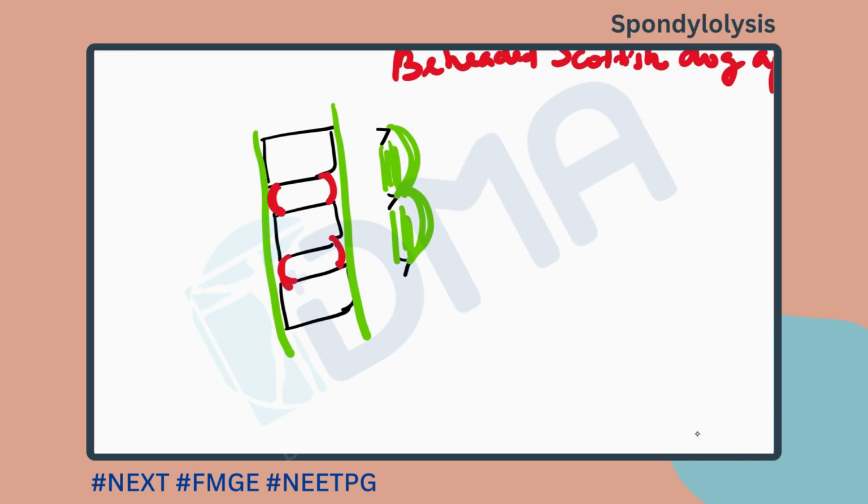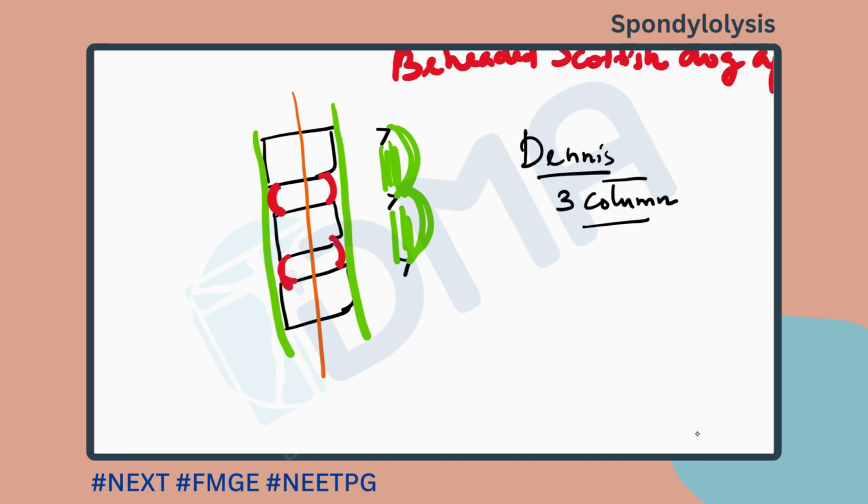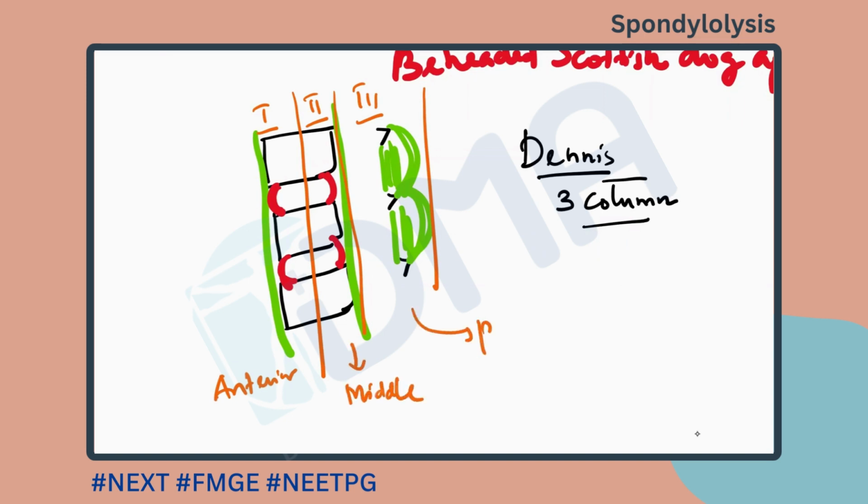Now, a person called Denis divided the spine into three columns. This is called the three-column theory of the spine. How did he divide it? He divided the spine into three. This is the anterior column, this is the middle column, and this is the posterior column.